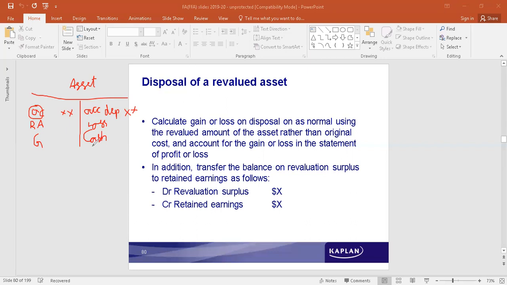The way we treat the disposal transaction, the same way it would be treated as normal using the revalued amount of the asset rather than original cost, and account for the gain or loss in the statement of profit and loss. Apart from that, in addition, transfer the balance on revaluation surplus to the retained earnings account. So either you maintain it as a revaluation surplus or transfer that entire amount to retained earnings.